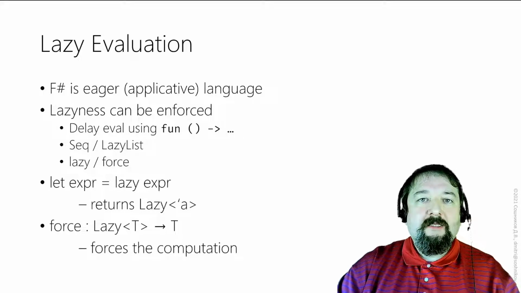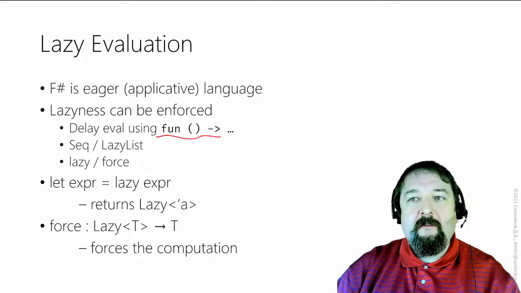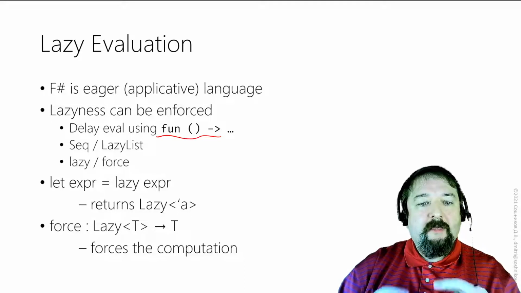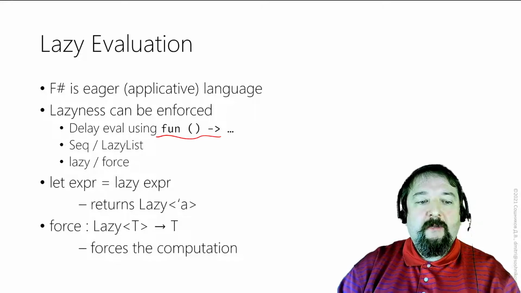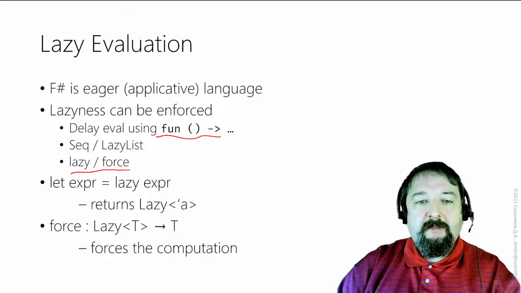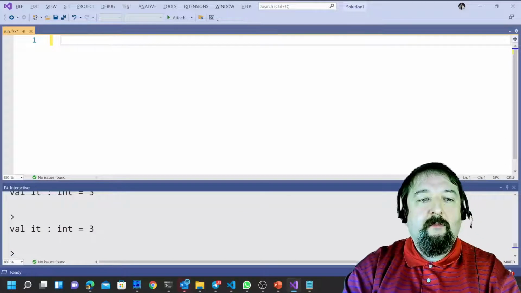When we want to explicitly delay function execution, we can use this fun construct to create a function which will be executed later on. But there are also other ways to enforce laziness in F sharp, especially constructions called lazy and force. Let's see how they work in an example.